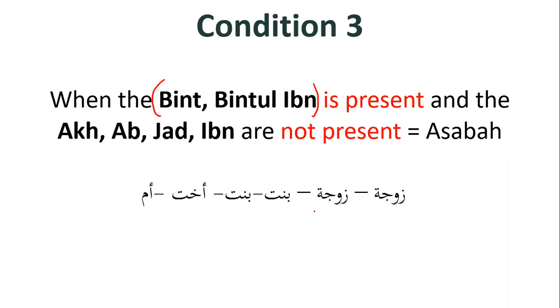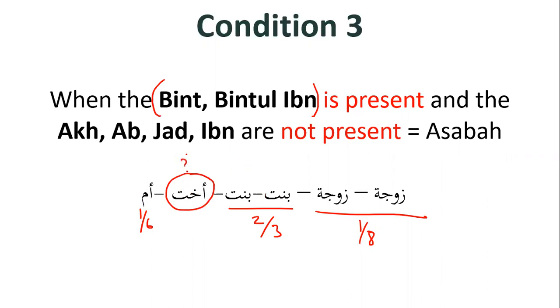So over here, first of all, let's do the ones that we know. Zawja, because the bint is present, gets 1/8. Bint, banat, bintan, 2/3. And the bintul ibn will receive 1/6. So over here, we only have the ukht left.